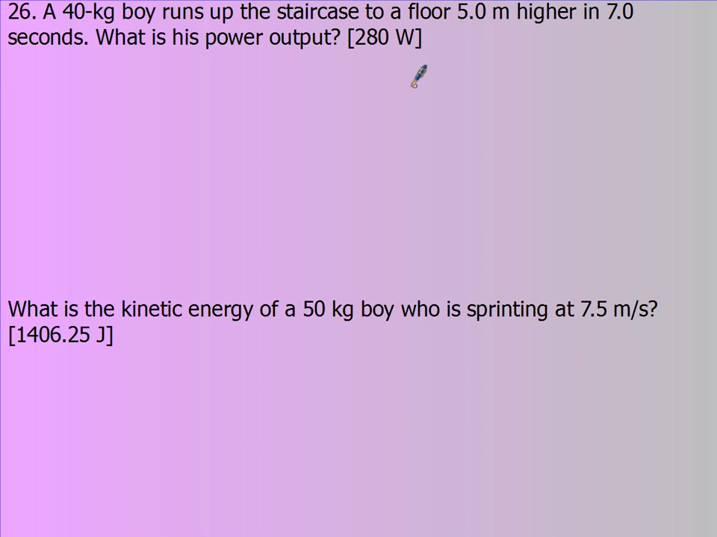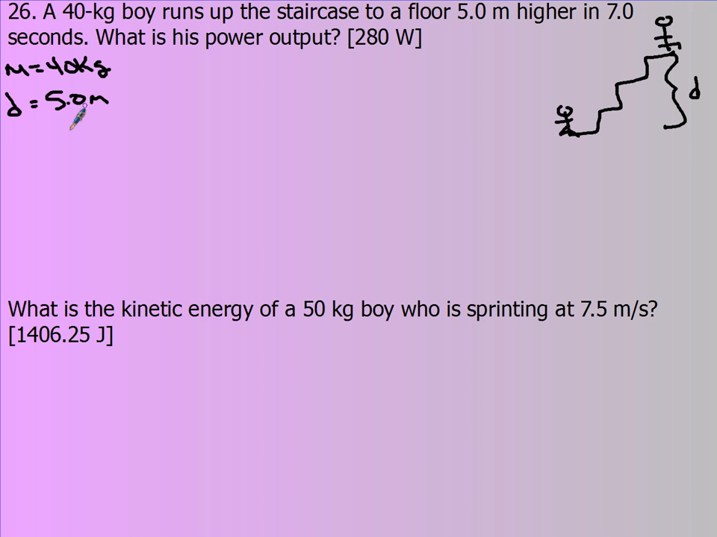All right. A 40 kilogram boy runs up a staircase to a floor 5 meters higher in 7 seconds. What's his power? Well, this is the same situation. Here's his distance. Here he is. I don't know why I like this diagram, but I just do. So the mass of the boy is 40 kilograms. d is 5 meters. Time is 7 seconds. Power is work divided by time. And of course, the work is force times distance, and the force he's overcoming is gravity, so power is mgd divided by time.